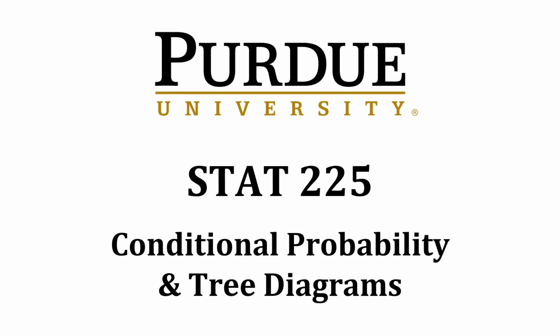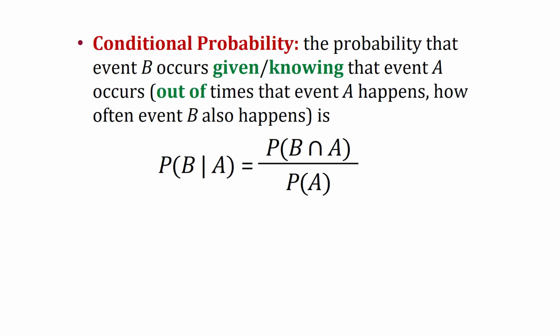This is Stat 225, and in this video we will be discussing conditional probability and tree diagrams. Conditional probability happens when we have some knowledge of what's happening in the sample space. So if we are looking for the probability that some event B happens, but we know that some other event has happened, so we have some partial information, in this case event A.